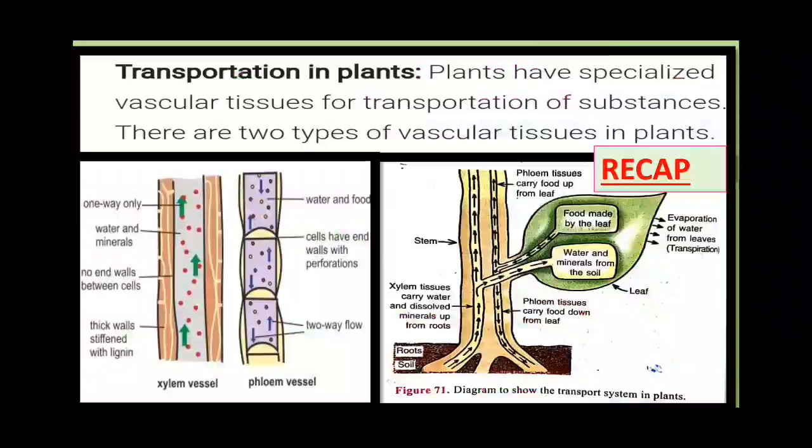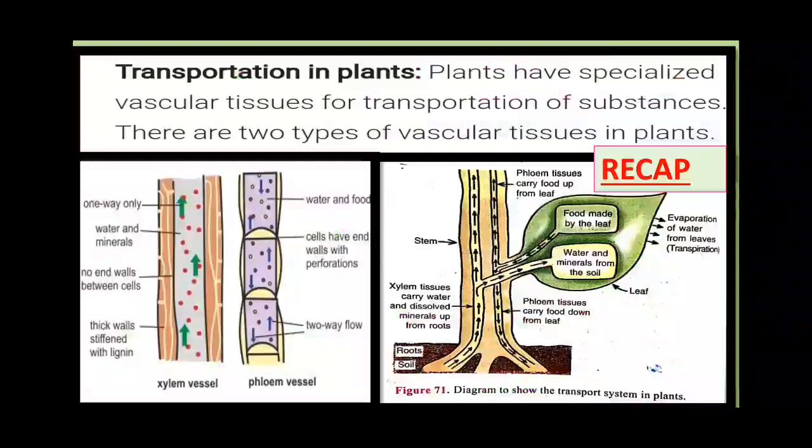and other substances. So, plants have specialized vascular tissue for transportation of substances, which are of two types, that is, xylem vessel and phloem. Xylem transports water and minerals obtained from the soil, and it has four types of cell, that is, tracheids, xylem vessel, xylem parenchyma, and xylem fibers.